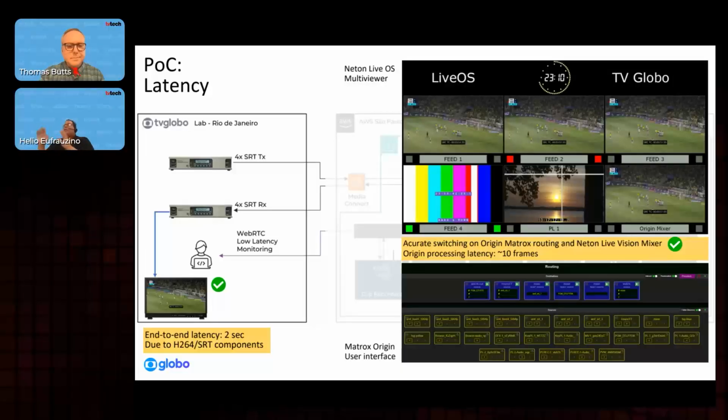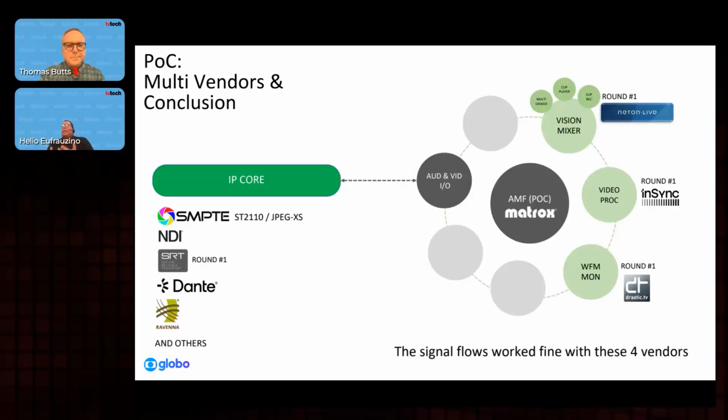Comparing the signals in this slide, we can do this comparison. We put the same signal on the 4 different SRT encoders and could see that the final latency is the same. Great. So we could compare the latency, compare the quality, and what about the multi-vendor scenario? Yes, we could prove it. We could prove that a media fabric like AMF, we can switch the signals inside the cloud and distribute these signals perfectly.